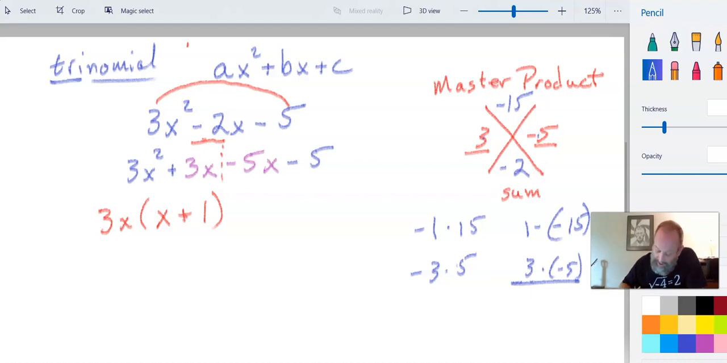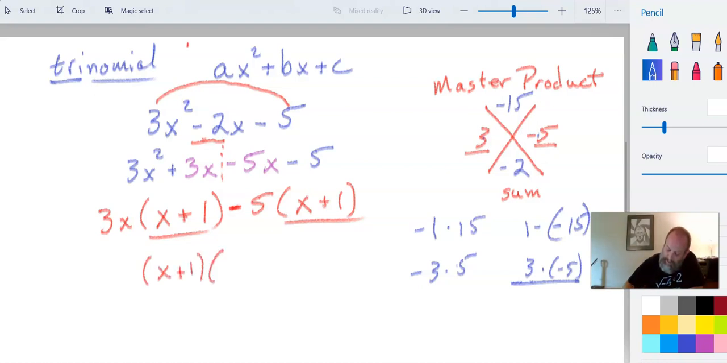Now in the back half, the common factor is negative 5. That leaves me negative 5 times x giving negative 5x, and negative 5 times 1 giving negative 5. From here, I can see I have a common factor of x plus 1, so I'm going to pull it out.